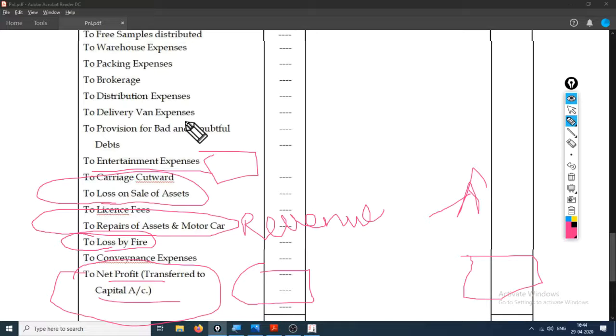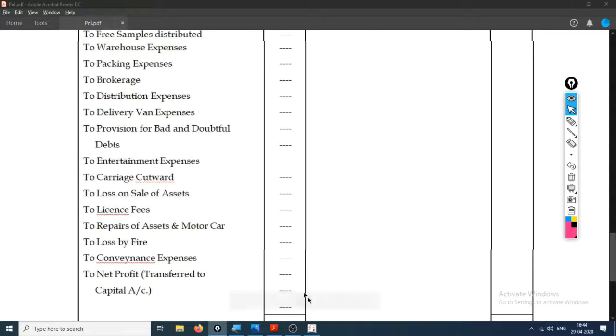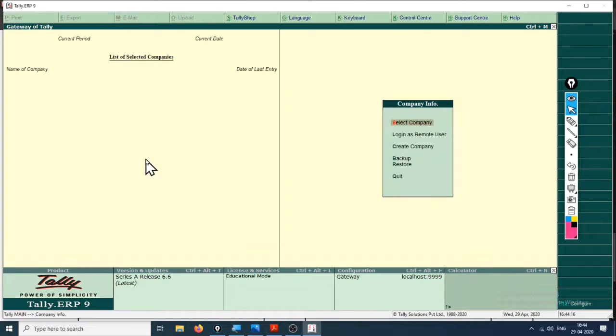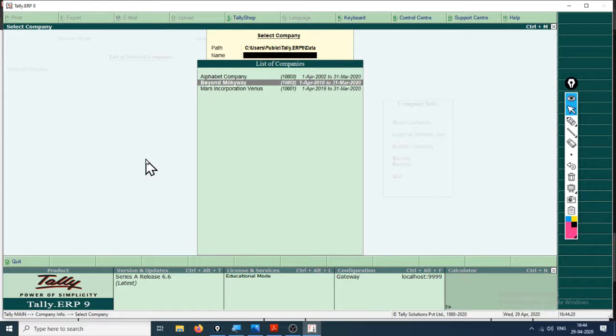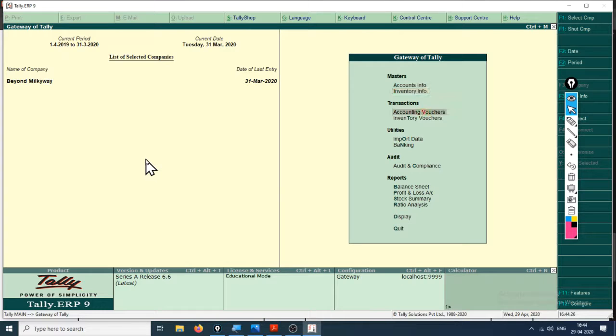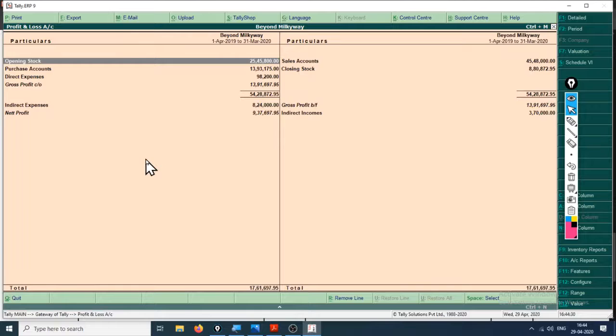Now let's move on to Tally and check how it is presented in our Tally. So right here I have the Tally window. Alt W, select company. Which company do we want to go into? Beyond Milky Way. My password is space. Username is also space. Go to profit and loss account. Enter. Alt F1.